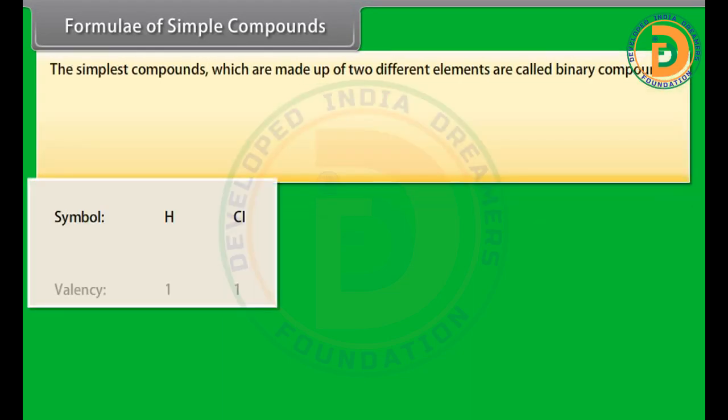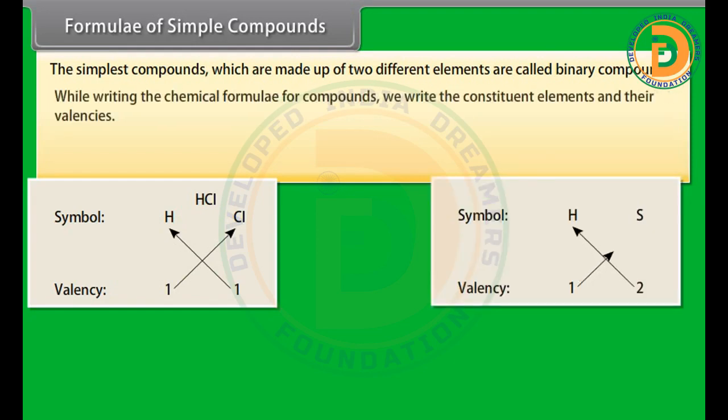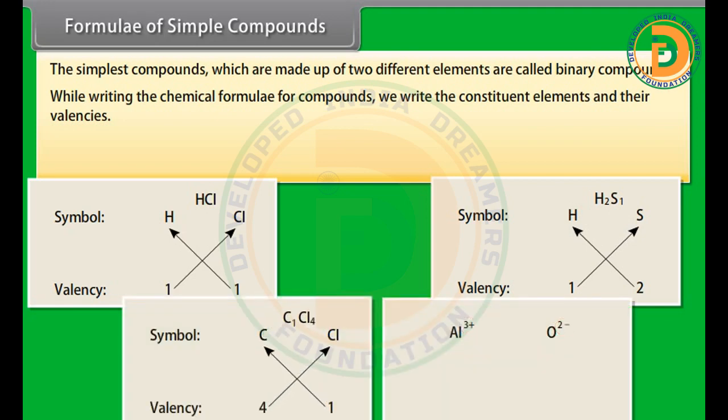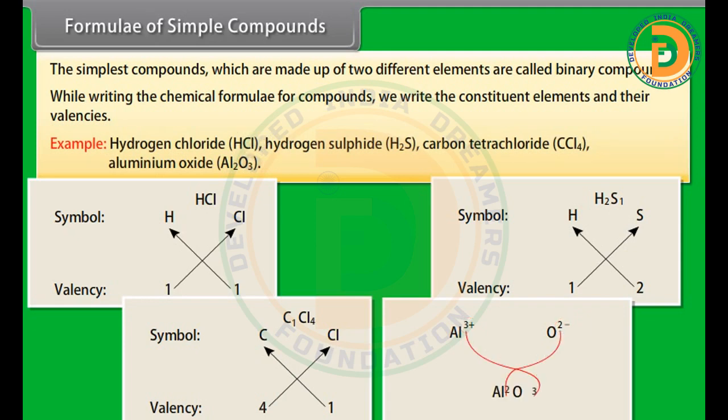Formula of simple compounds. The simplest compounds, which are made up of two different elements, are called binary compounds. While writing the chemical formula for compounds, we write the constituent elements and their valencies. Example: hydrogen chloride HCl, hydrogen sulfide H2S, carbon tetrachloride CCl4, aluminium oxide Al2O3.